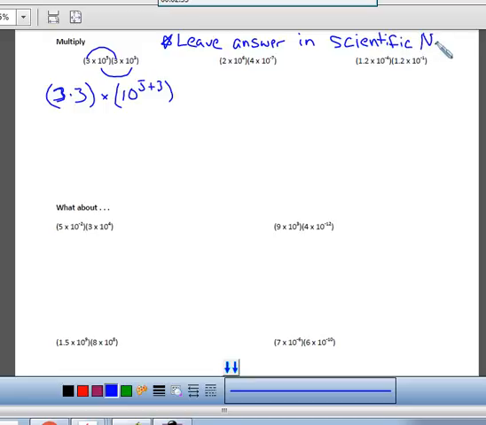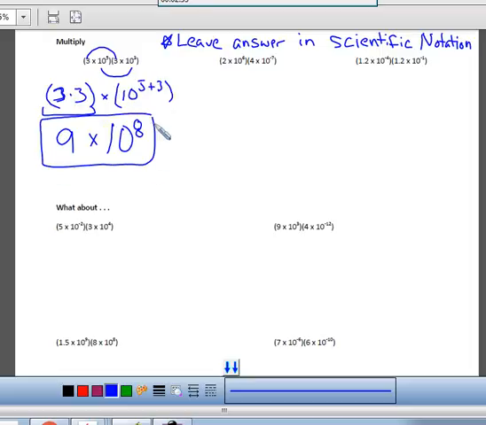Okay, so when we're done, we're going to leave our answer in scientific notation. So 3 times 3, well, that's easy, that's 9. Times 10 to the 5 plus 3, that's 10 to the 8th power. Our answer is already in scientific notation. We are done. Alright, pretty simple.